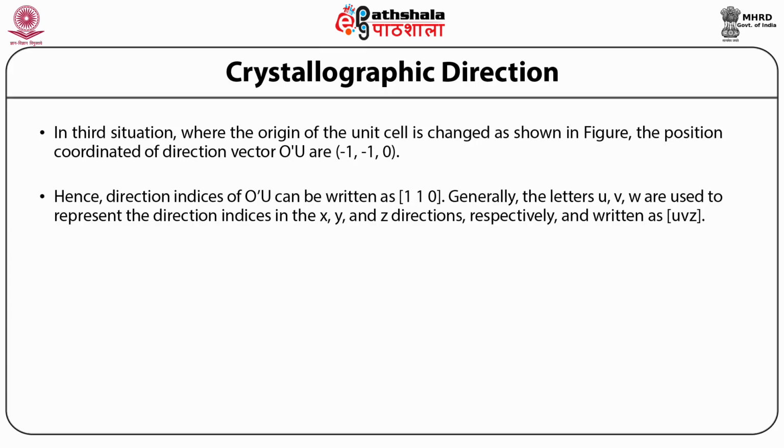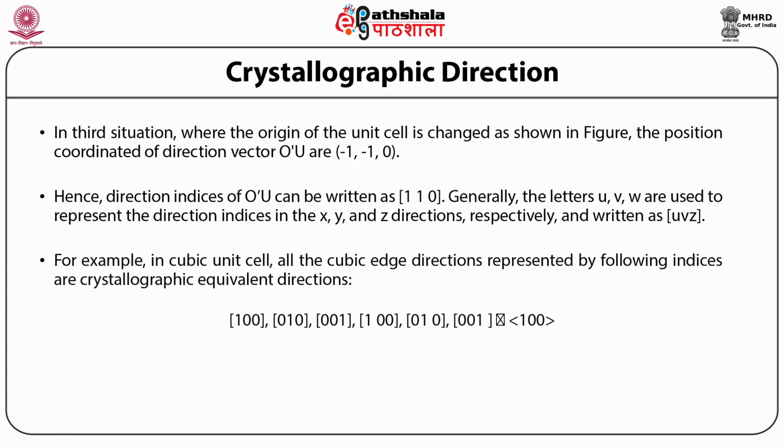Generally, the letters U, V, W are used to represent the direction indices in the X, Y, and Z directions respectively, and written as square bracket U, V, W. In a cubic unit cell, all parallel direction vectors have similar crystallographic direction indices.